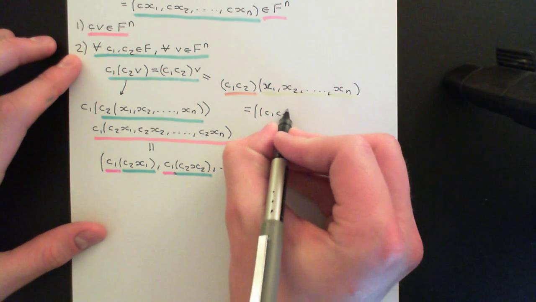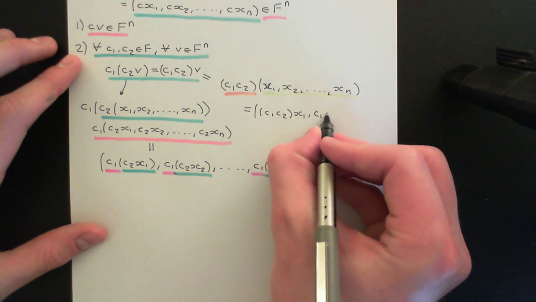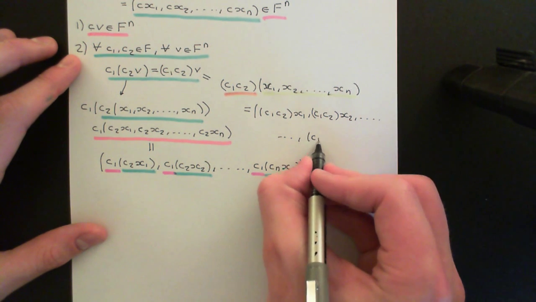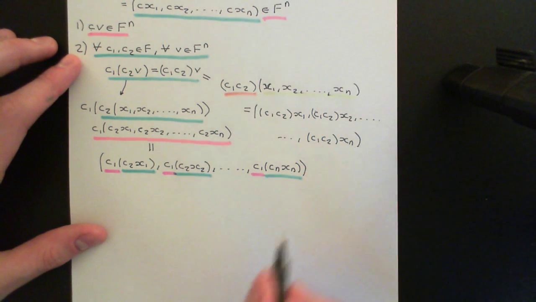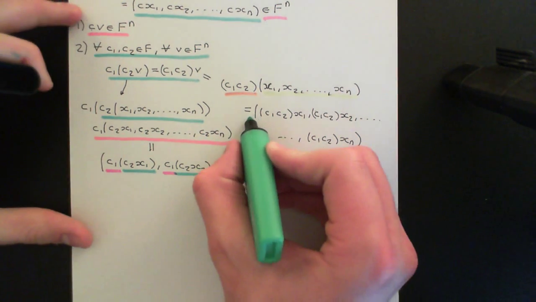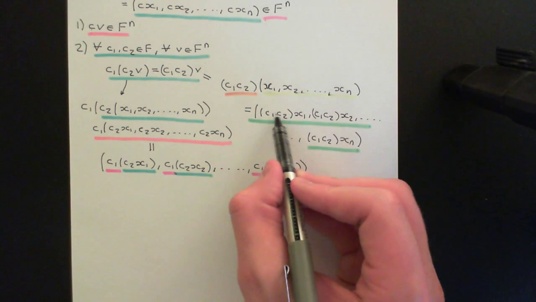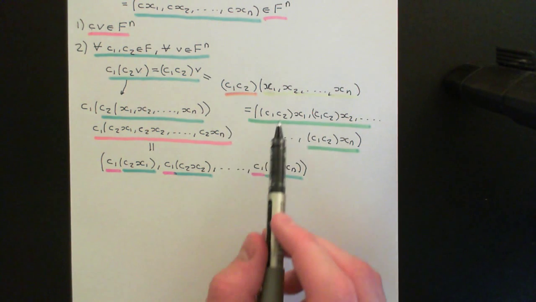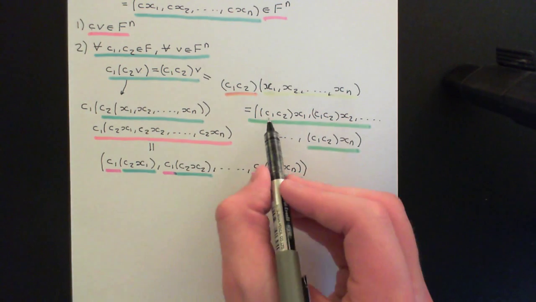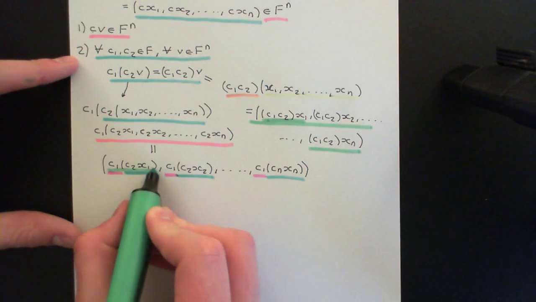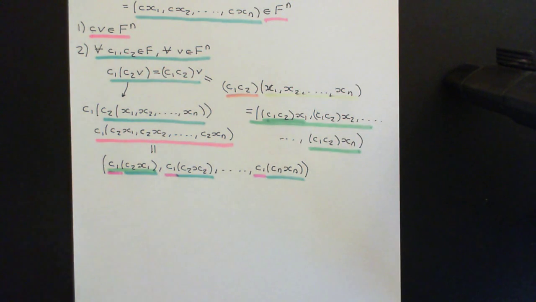We'll have C1 times C2 times x1. Then we'll have C1 times C2 times x2 as my second component, and it will go on and on all the way up until you get to C1 times C2 times xn as my nth component. So that is the answer to the right-hand side of this equation. Now obviously these two things are going to be equal to one another because all of these multiplications are just multiplications in the field, and multiplication in the field is associative. So this thing, for instance, C1 times C2 times x1, will equal this, and that will be true for all of these components. So indeed, these two things are equal with my definition of scalar multiplication. Okay, so that went well.